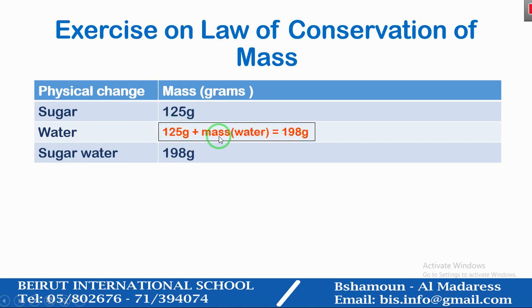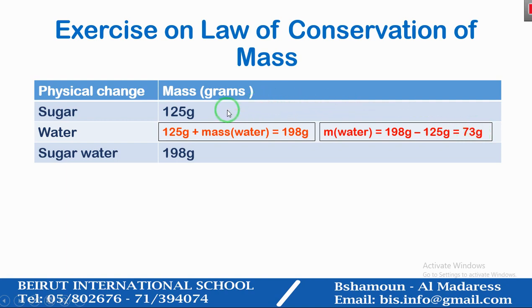125 plus the mass of water should equal 198. So all we have to do is subtract. So the mass of water will be 198 minus 125 equals 73 grams. So 125 plus 73 is the mass before dissolving, and it equals 198, which is the mass after dissolving.